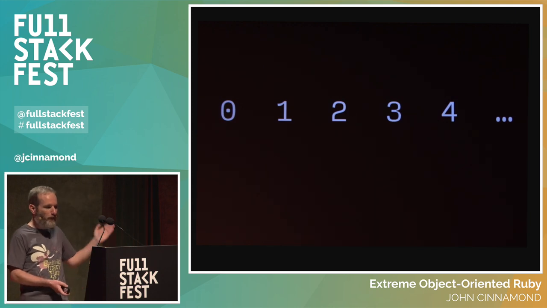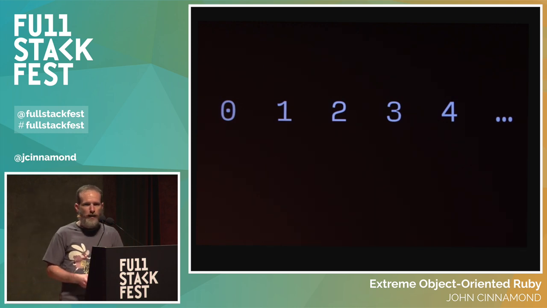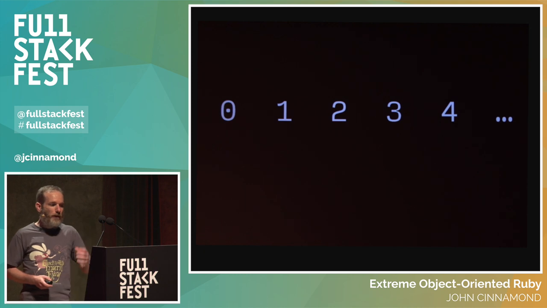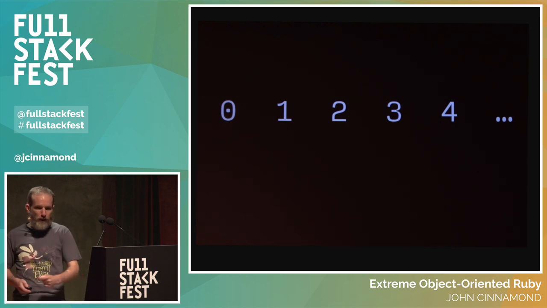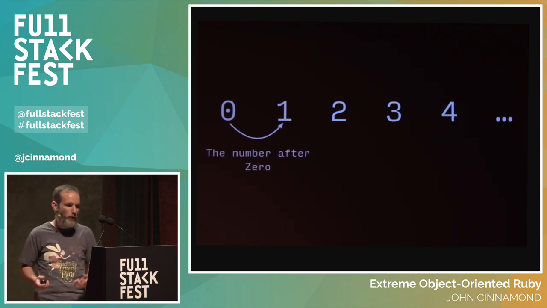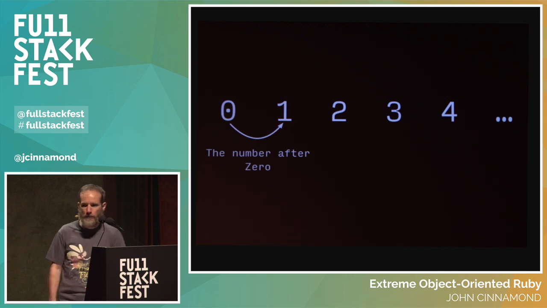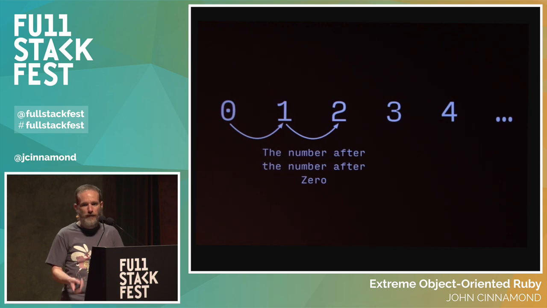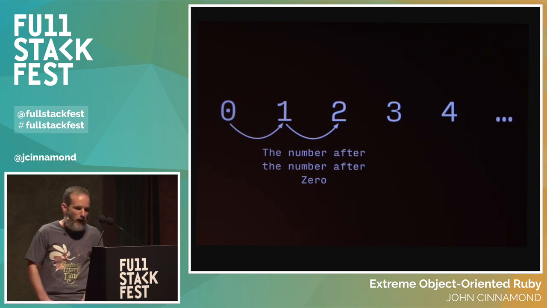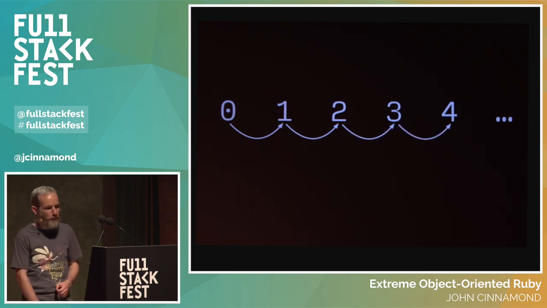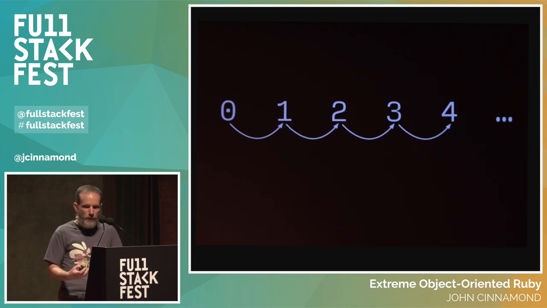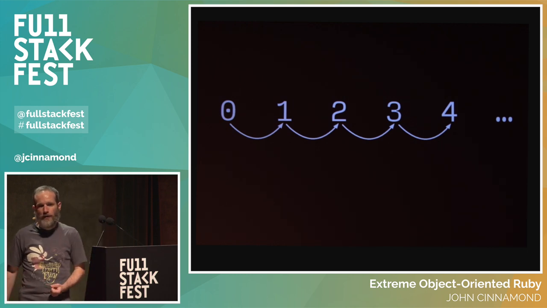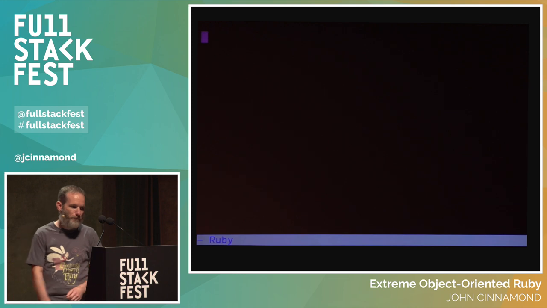There's a relationship here. In fact, these things are in a sequence. And this is kind of handy. This means that if we have the notion of 0, we can use that to give a definition of 1. We can just say that 1 is the number that comes after 0. And this works for other numbers. For example, 2. We can say 2 is the number that comes after the number that comes after 0. And this works for all of our numbers forevermore. This turns out to be a surprisingly powerful concept. So let's look at how we write this in Ruby.